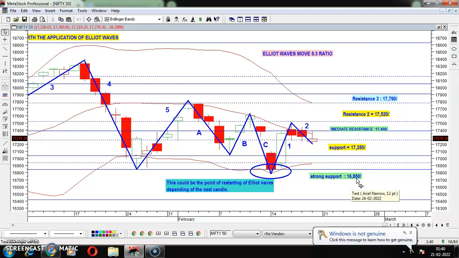So this is as far as the Nifty is concerned. Please watch my next video, in which I'm going to explain the Bank Nifty for this week.